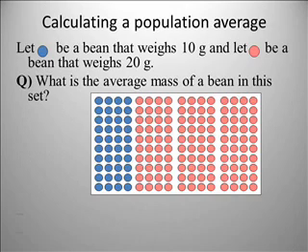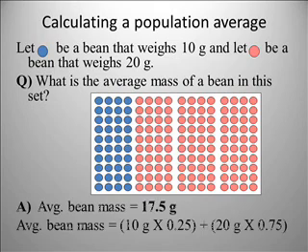Look at this picture on the next page, and let's think about beans. Let's imagine the blue bean weighs 10 grams and the red bean weighs 20 grams. So when we say, well, what's the average of all beans, you might be tempted to say 15 grams. That doesn't work, though, because you have more of the 20-gram beans than you do the 10-gram beans. Actually, the average mass is 17.5 grams.